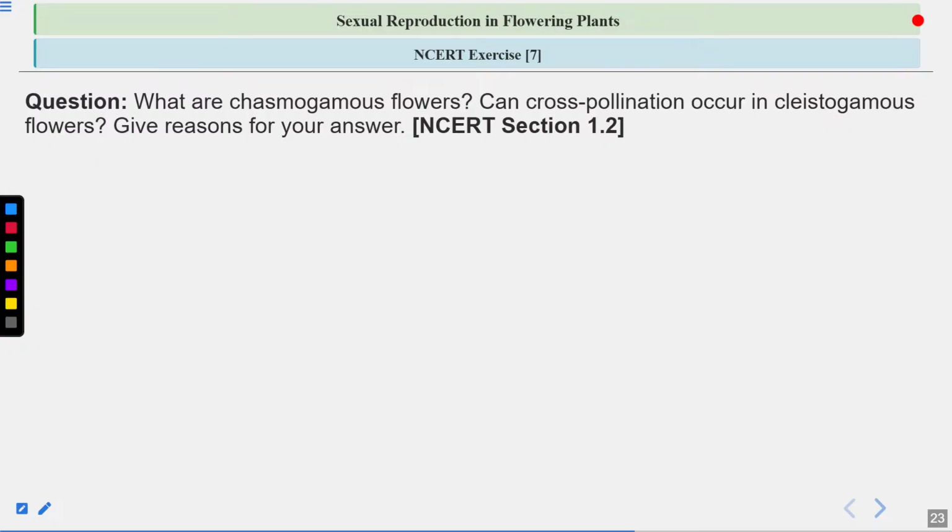Okay, moving to our next question. This is a very important question, and we discussed it when we were covering the theory part of the chapter, right? What are chasmogamous flowers? Can cross-pollination occur in cleistogamous flowers? Give reason for your answer. Okay, 3 questions are there, right? And this question also comes from section 1.2.